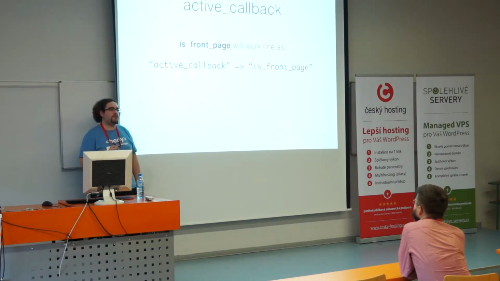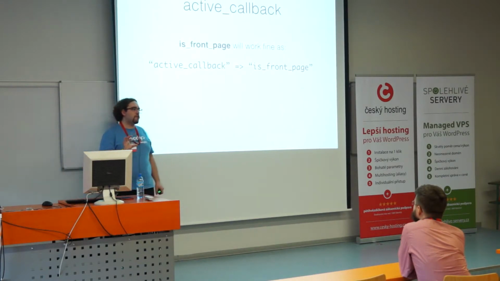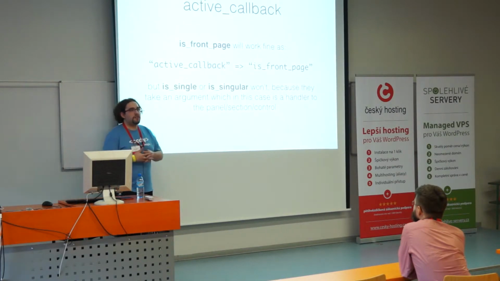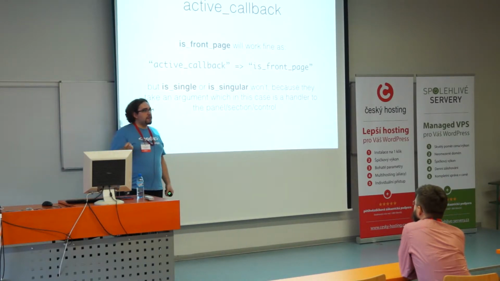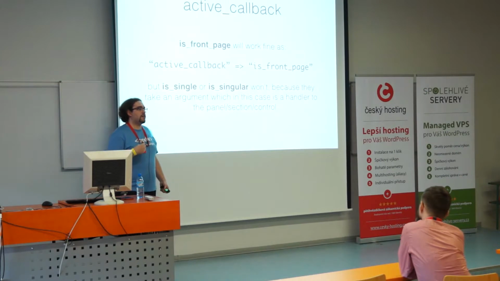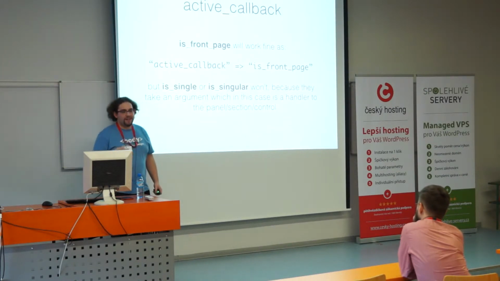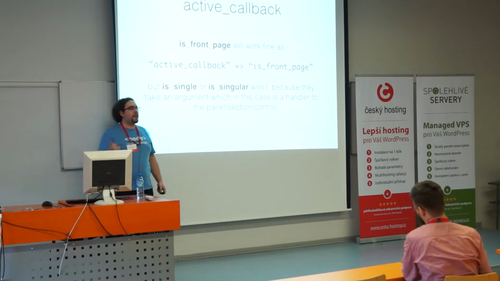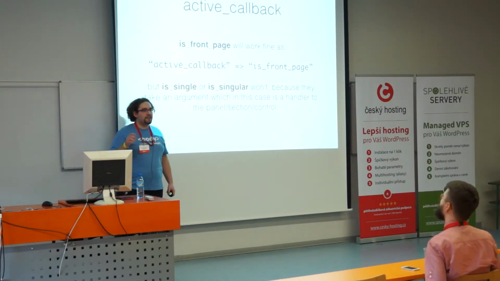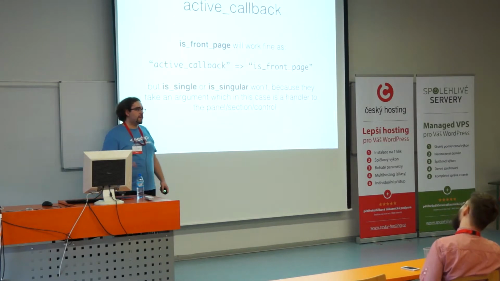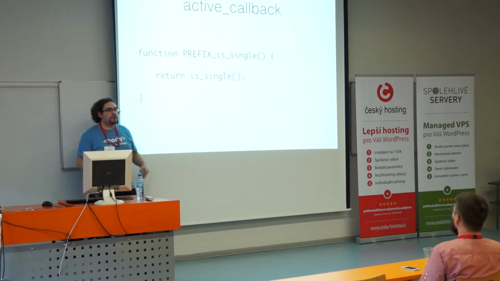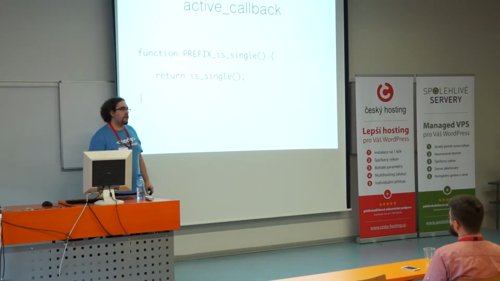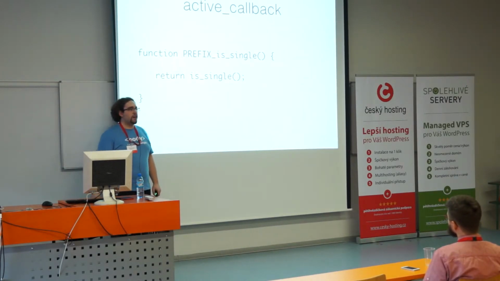There is a small problem with this feature because we can, for example, use the is front page method as active callback. It will work fine because it doesn't accept any argument. But if you want to use the isSingle or isSingular conditional tags, then you will have a problem. Why? Because these methods get an additional argument, and active callback will pass you a control handler as an argument. So this conditional tag will return false in every case. We have to fix it. We are creating a wrapper function which returns the conditional tag function without any arguments.